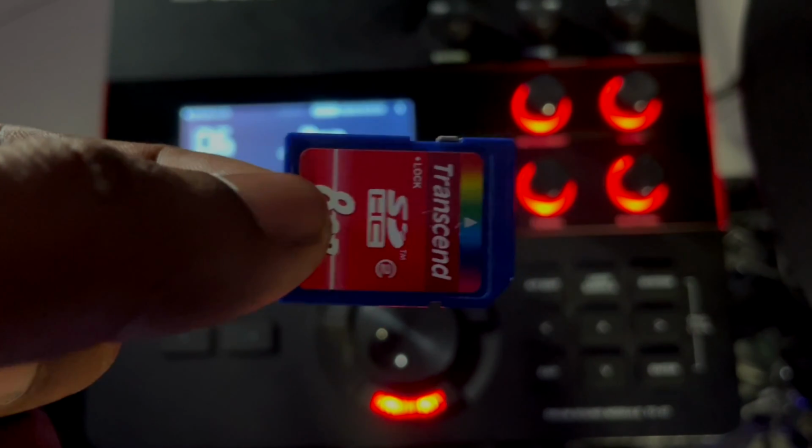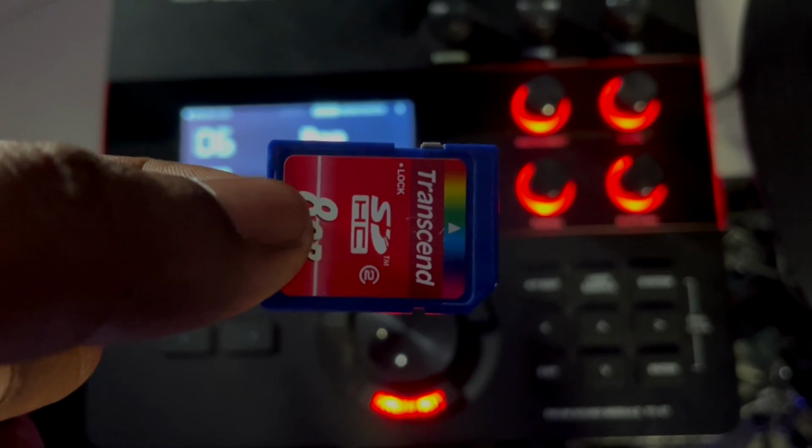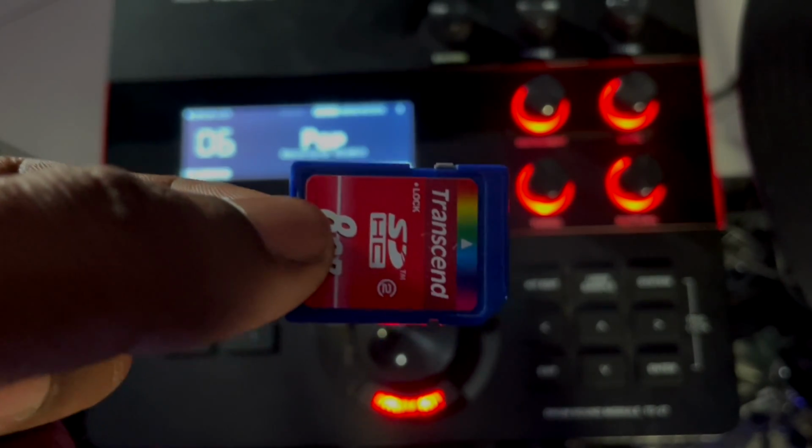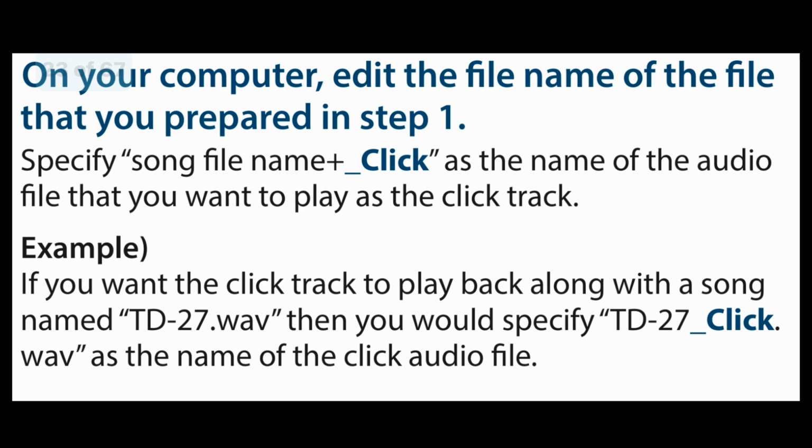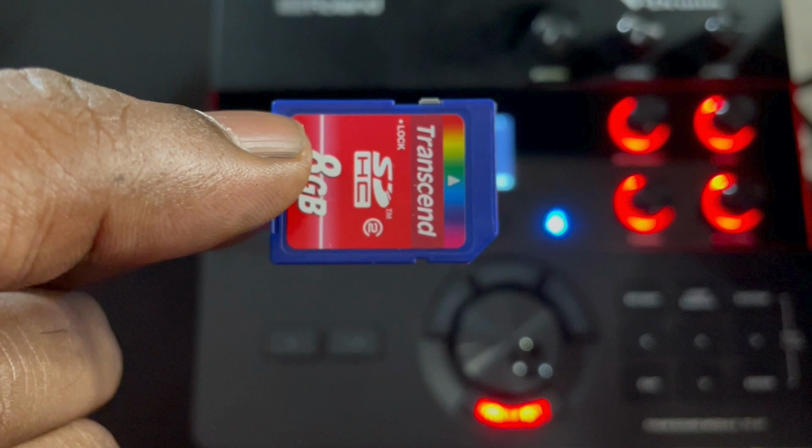Before loading your main track and your click track to the SD card, make sure you rename the file on your computer and follow these steps. Specify the song title name plus underscore click as the name of the audio file that you want to play as the click track. This is very important. And right after that, you can save the song audio file and the click track audio file in the top directory of the SD card.